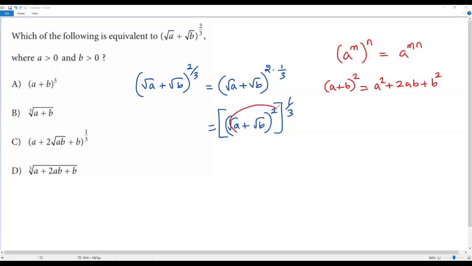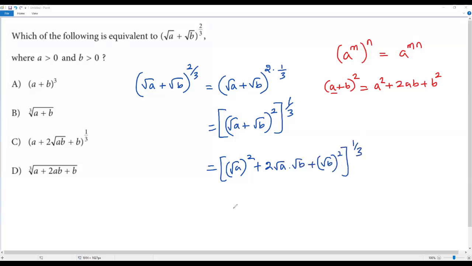Our binomial is in this form, (a plus b) whole squared. In the place of a we have square root of a, in the place of b we have square root of b. We have to write the same expansion, but wherever we find a we use square root of a, and wherever we find b we use square root of b. Let me write the expansion of the square of the binomial: (square root of a) squared plus 2ab, which means instead of a we have square root of a, instead of b we have square root of b, plus, and for b squared we take (square root of b) squared, whole to the power of 1/3.